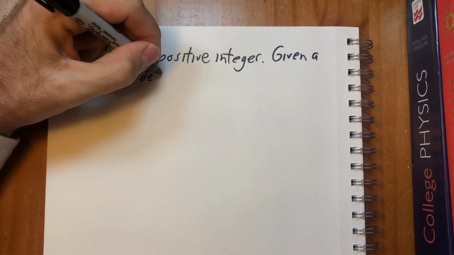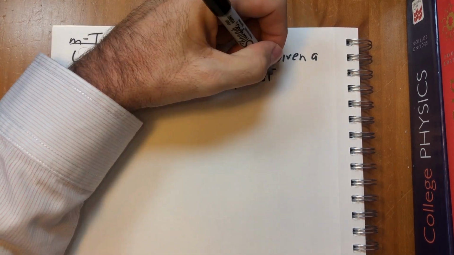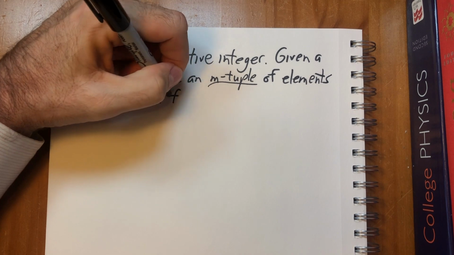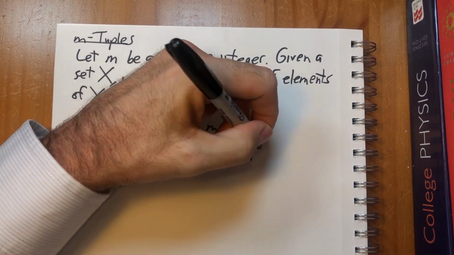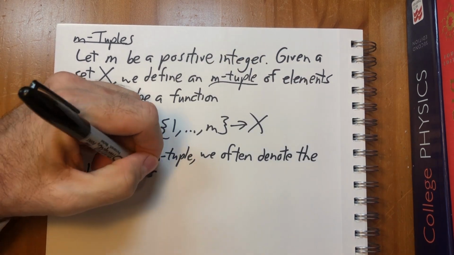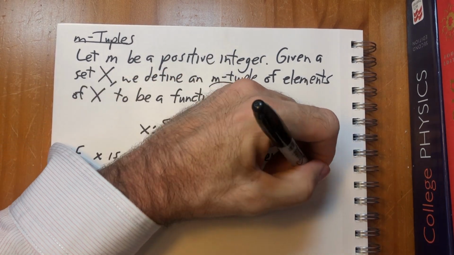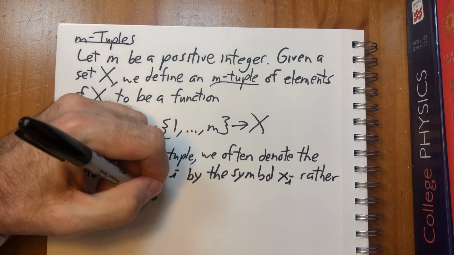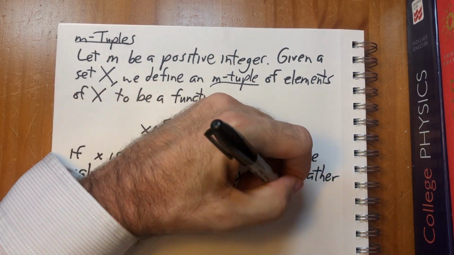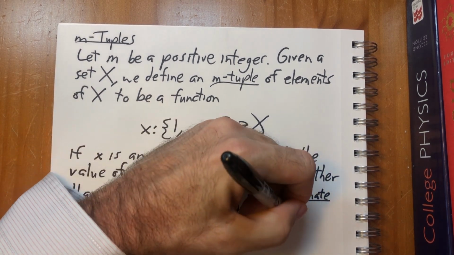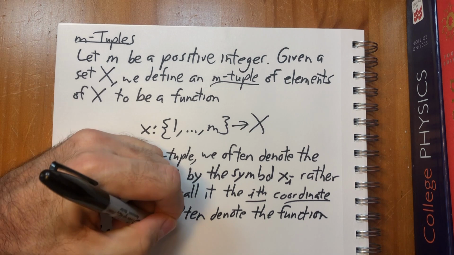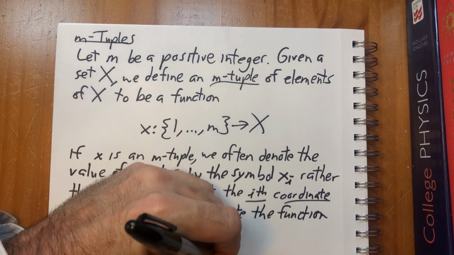Okay, next up, M tuples. Let M be a positive integer. Given a set X, we define an M tuple of elements of X to be a function from the set of positive integers up to M to X. If x is an M tuple, we often denote the value of x at i by the symbol x sub i rather than x of i, and call it the ith coordinate of x. And we often denote the function x itself by the symbol (x1, ..., xn).